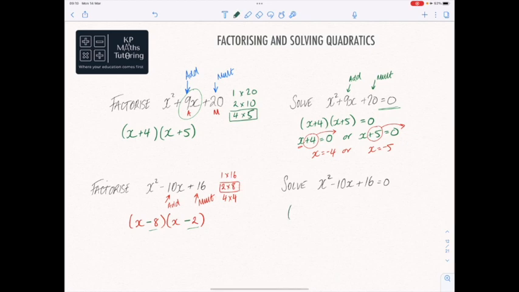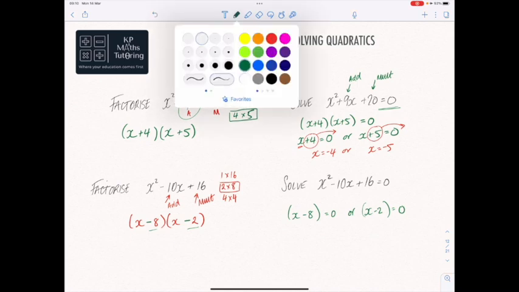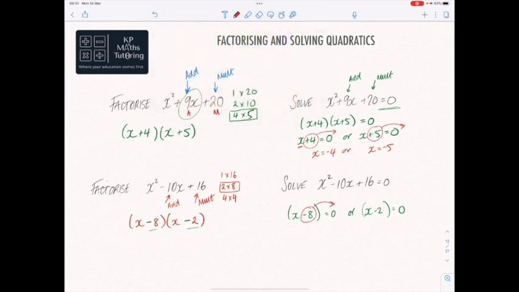From here, what you're then doing is you're putting them both into brackets. So x minus 8 equals 0, or x minus 2 equals 0. And then from there, we go through our solving process like we've just done. The minus 8 moves over and it becomes a plus 8, or x is equal to, that minus 2 goes over and becomes a plus 2. So they are your two solutions. Remember, with a quadratic, there are two possible solutions.